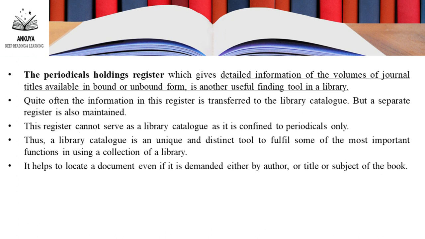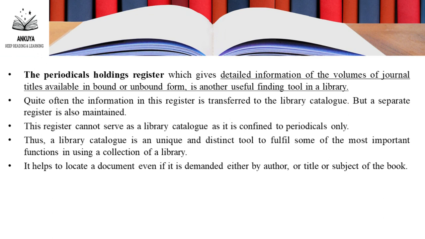The periodicals holdings register, which gives detailed information of the volumes of journal titles available in bound or unbound form, is another useful finding tool in a library. Quite often, the information in this register is transferred to the library catalog. But a separate register is also maintained. This register cannot serve as a library catalog as it is confined to periodicals only.